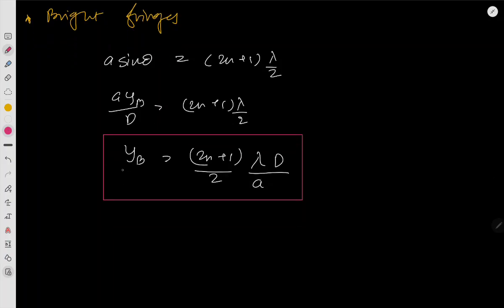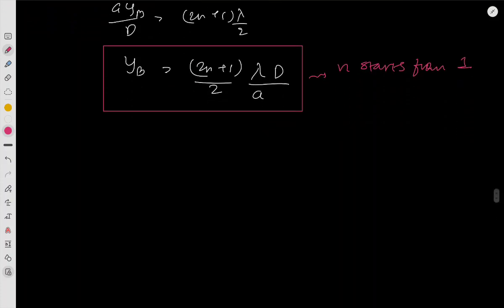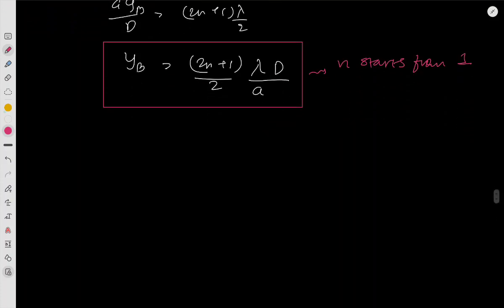And now over here the important thing to remember is that n starts from 1. We do not take 0 as we take in the YDSE. That's because I'll come in a short minute and explain the intensity of fringes. Let's start with that now. Intensity of fringes.